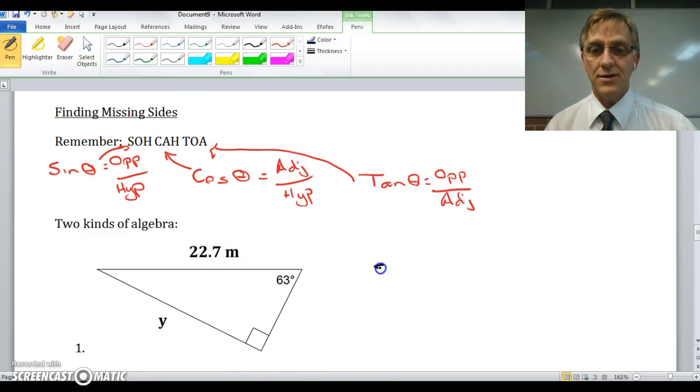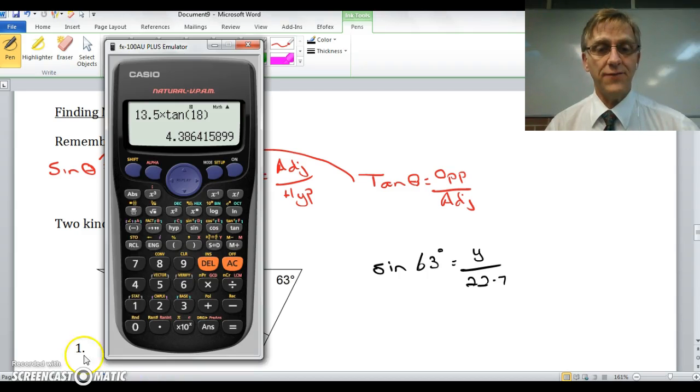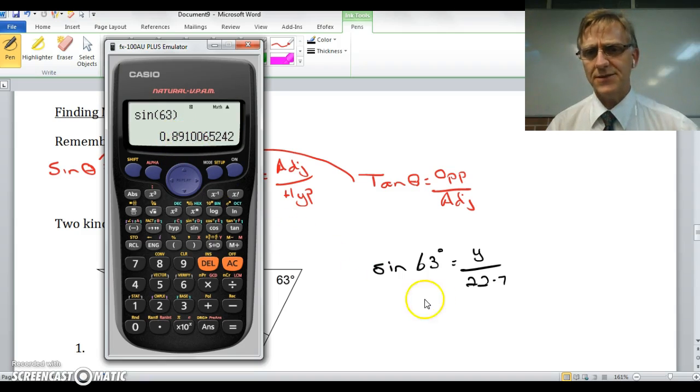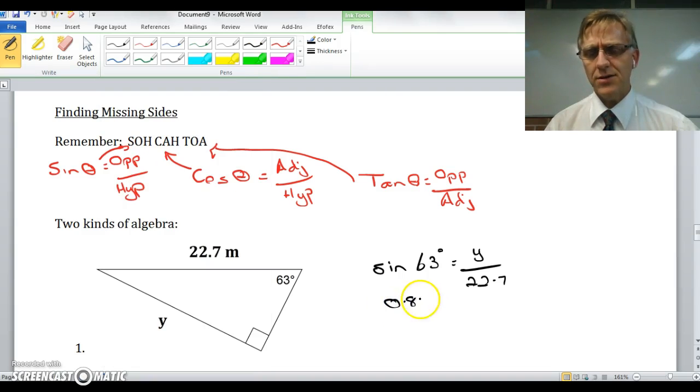I can say that sine of 63 degrees is equal to y, the side I want to know, over 22.7. Now if I put sine of 63 in my calculator, it gives me a number, 0.891 to 3 decimal places. And I could write that down there. I could say 0.891 is equal to y over 22.7.